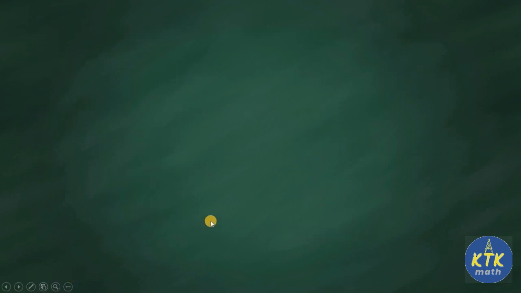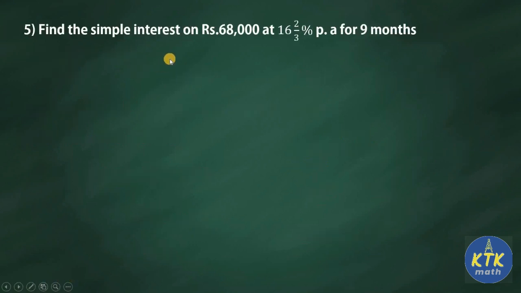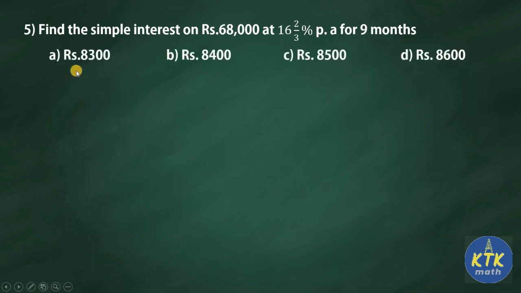Question number 5. Find the simple interest on rupees 68,000 at 16 2 by 3% PA for 9 months. PA means what? Per annum. So it is a direct question. They are asking simple interest. They gave the values, that is principal, rate of interest and duration, but the values are given a little bit differently. I am not saying this question is difficult, but it is different. Let's check the options they gave: 8,300, 8,400, 8,500, 8,600.